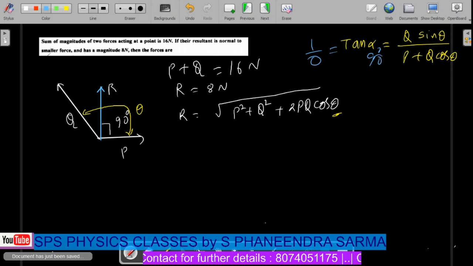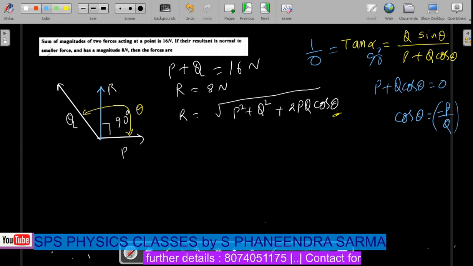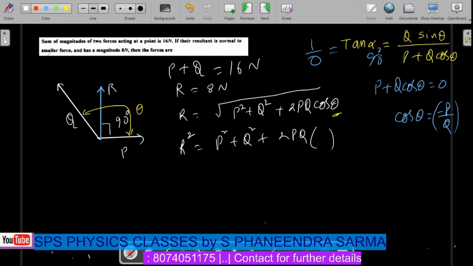That means the denominator should be equal to 0. Then only it is possible. That means we can write p plus q cos theta is equal to 0, or cos theta is equal to minus p by q. This is the thing we write down here. So here we have r square is equal to p square plus q square plus 2pq of minus p by q to write down.